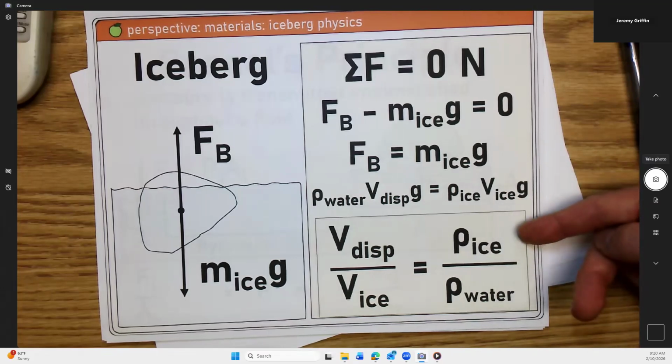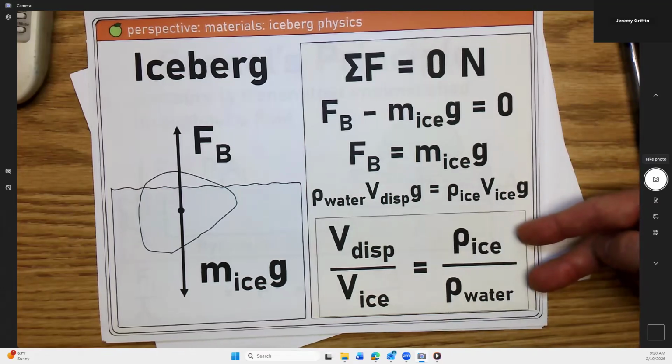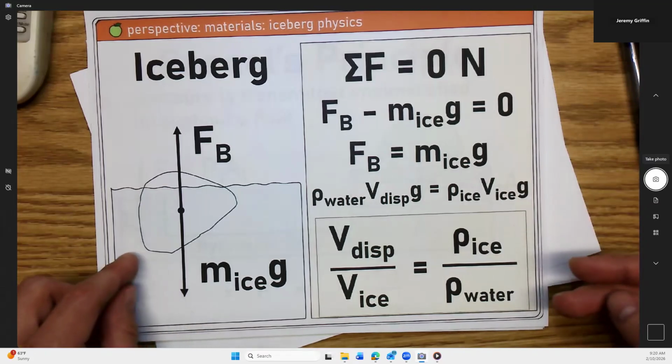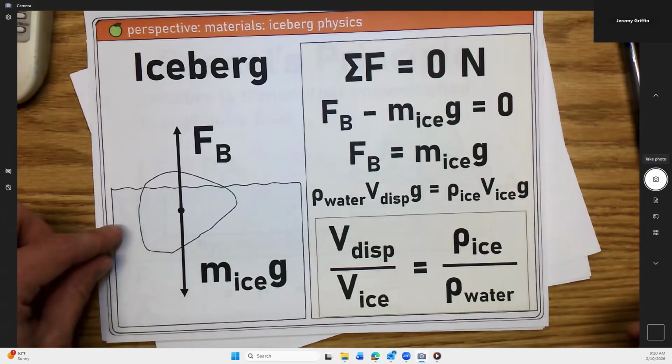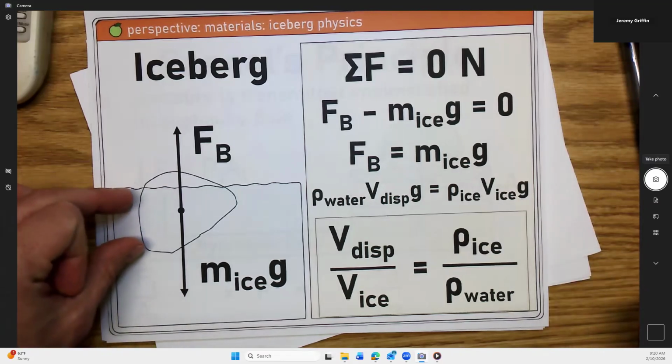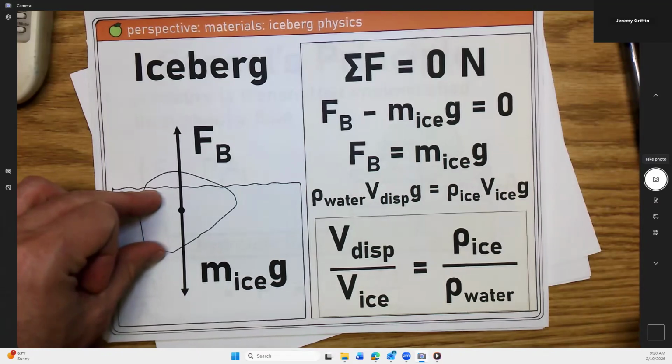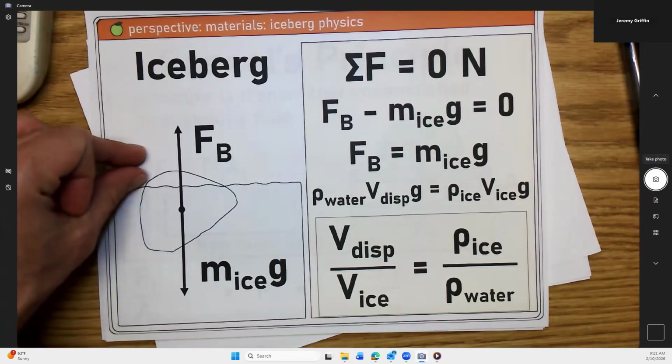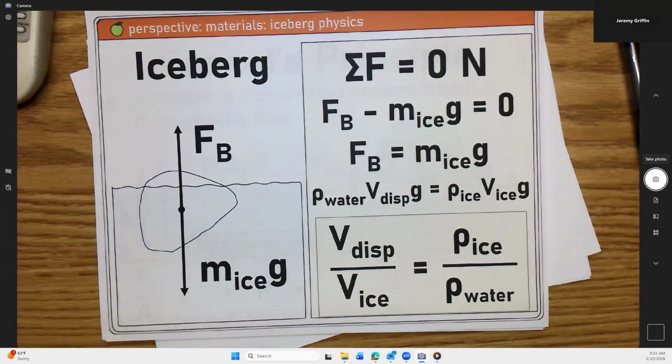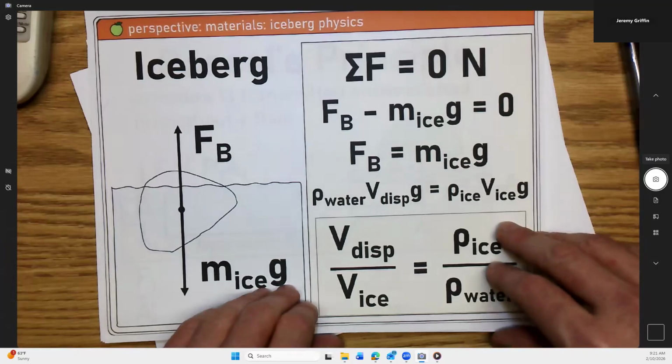So, guys, what is 900 compared to 1,000? Is that called what percent? 90%. So typically, when you see ice floating in water, what percent is below the water? 90%. What percent would be above the water? 10%. Of course, if you had hard numbers, you could throw some numbers in there too.